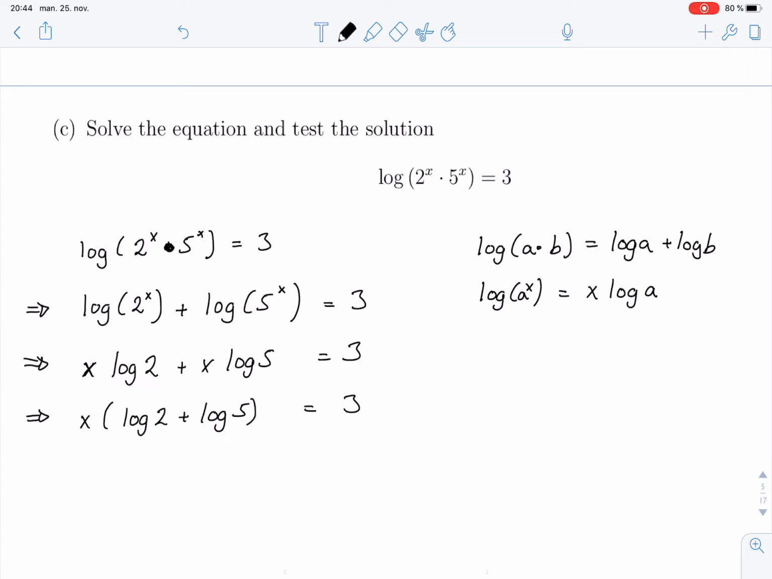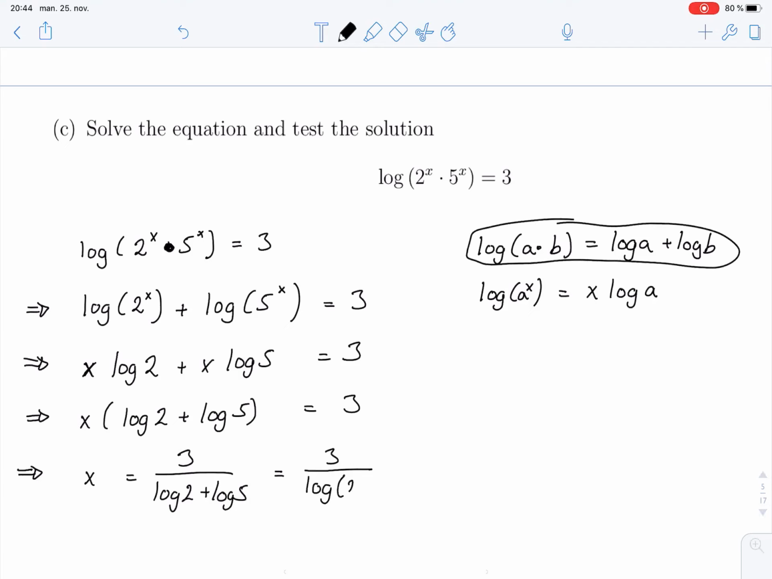So what we can do now is to divide by that parenthesis. Something like this. By the way, we could also put them together again, because this will be this equation here the other way around. So we would have 2 times 5, which is log 10.